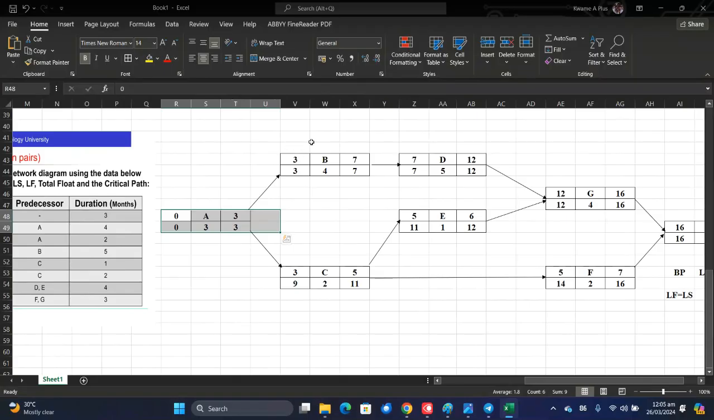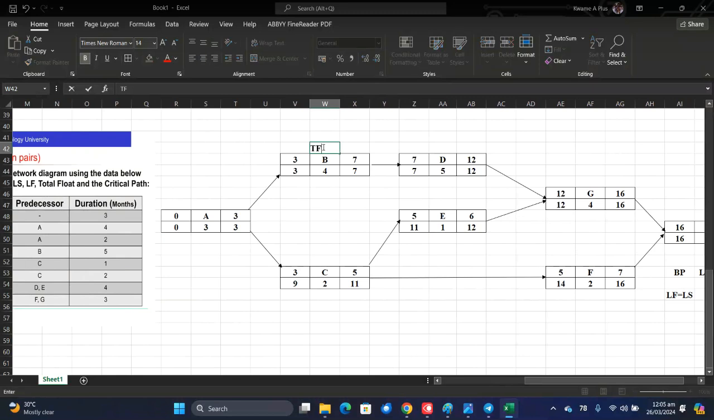Okay, so this and this. Total float is going to be equal to 0. You can sort out this and this or this and that, it's the same thing. So this one is going to be total float equal to 0. This and this, total float is going to be 6. This and this is the same thing, so total float is going to be 6. Subtract this from this, the same thing, 6.